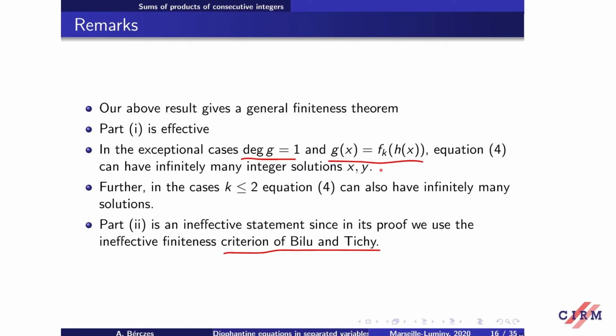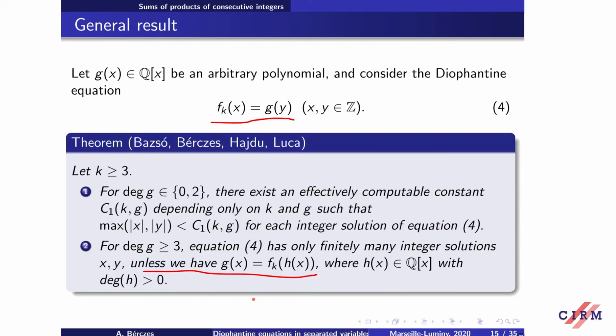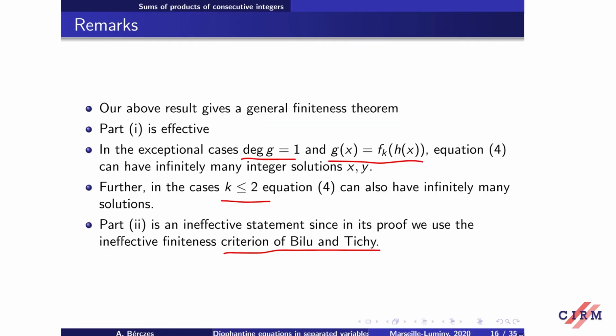Again, when g of x is Fk of h of x, the same situation holds. Whenever h of x assumes a value, then we can take for, let's say, the other unknown, this value, and we get a solution. So in these cases, we always have infinitely many solutions, and it may happen also for k smaller or equal to 2. At the beginning of the theorem, we assume k is larger or equal to 3. Well, when k is smaller or equal to 2, it may happen that there are infinitely many solutions. These conditions are necessary now in case of our theorem.